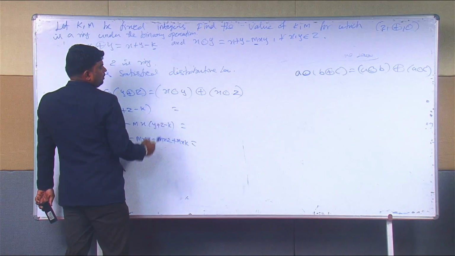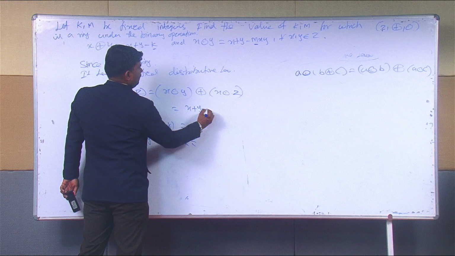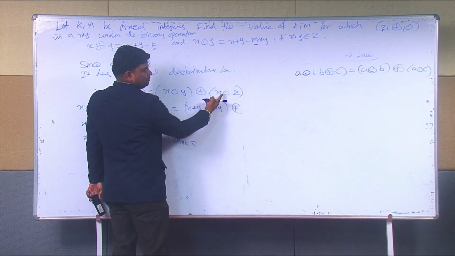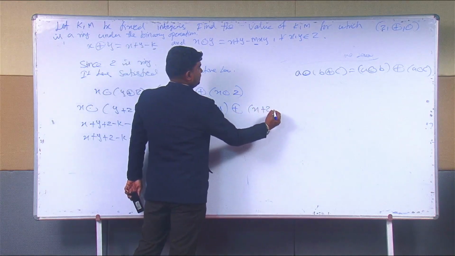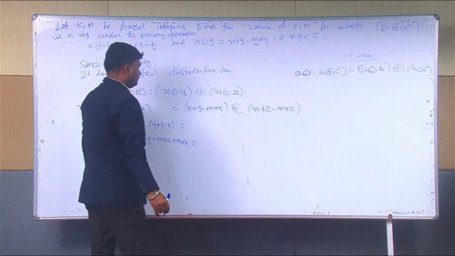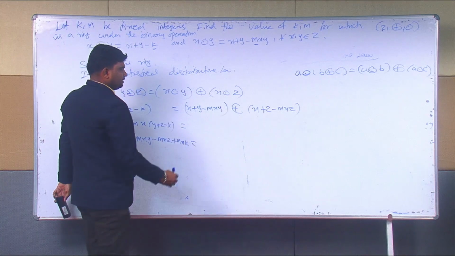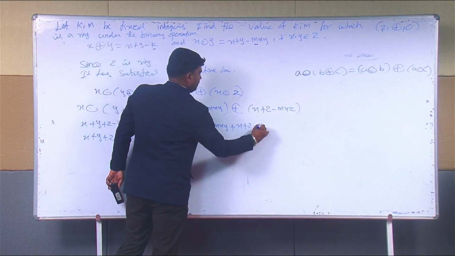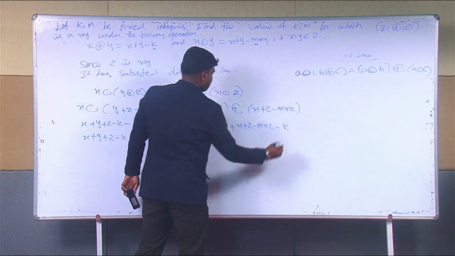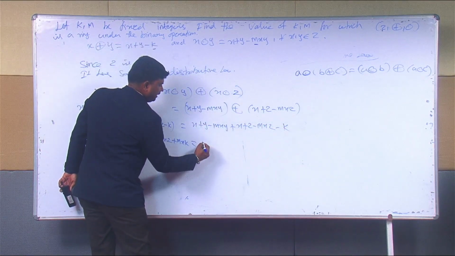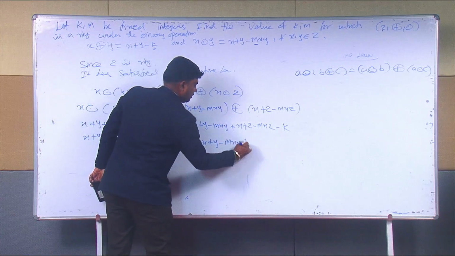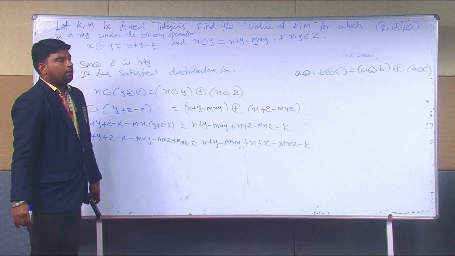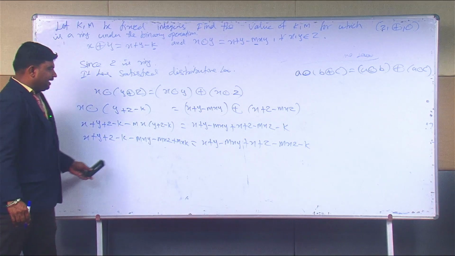Now we can simplify the right side term. First implement multiplication modulo: x plus y minus mxy, and for x and z, x plus z minus mxz. Then implement the addition modulo condition: x plus y minus mxy plus x plus z minus mxz minus k. So now I want to find k and m, so equate the coefficients.